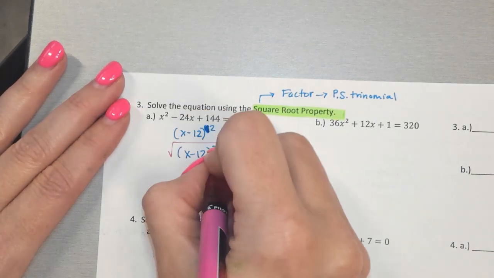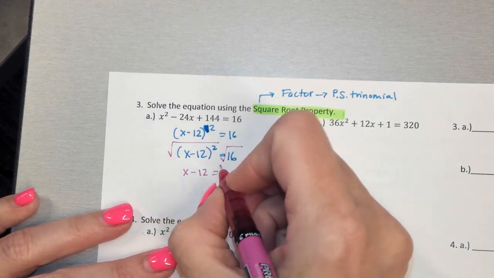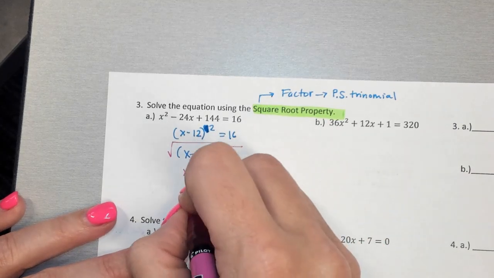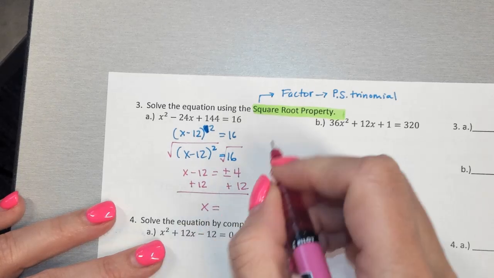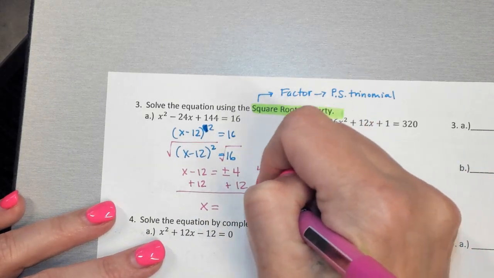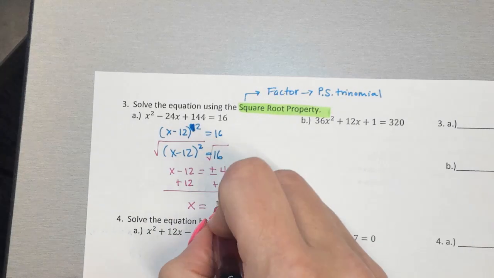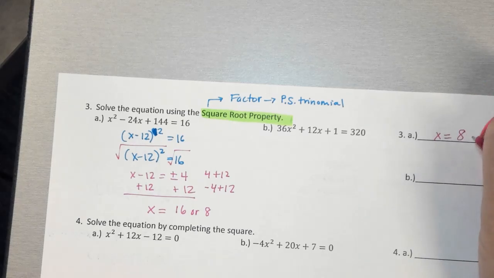Then we're going to take the square root of both sides. Anytime you take that square root, what do you have to remember? Plus or minus. Don't let that get you. Then you're adding 12. So you have two solutions, 4 plus 12 and negative 4 plus 12. So for this one, you should have 16 or 8. You can write it in any order you want.